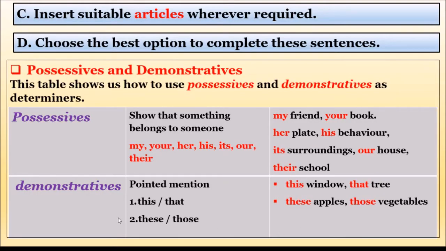Later, we have discussed the possessives and demonstratives. These are the types of determiners. So, first let us talk about the possessives. What is meant by possessive, guys? Possessive means the possessive determiners. They are also called possessive adjectives. Both are the same. Possessive adjectives and possessive determiners are the same.